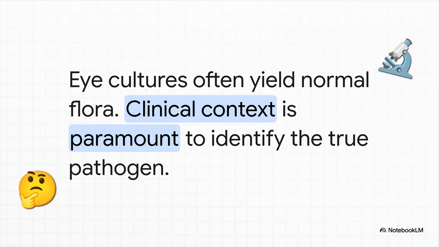When you take an eye culture, you're pretty much always going to grow something. The problem is, a lot of what grows is just normal flora, the harmless bacteria that are supposed to be living on our skin and in our throats. So a positive culture isn't your smoking gun. This is why clinical context is king. You have to look at the patient's whole story, their history, the likely source of infection, to figure out if you're looking at the real culprit or just an innocent bystander.